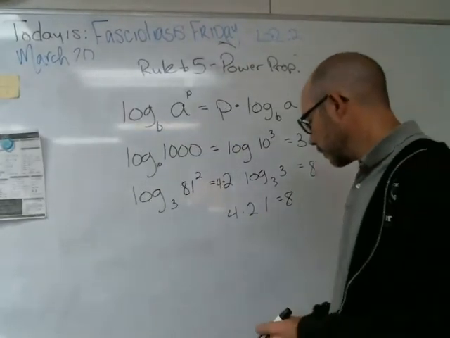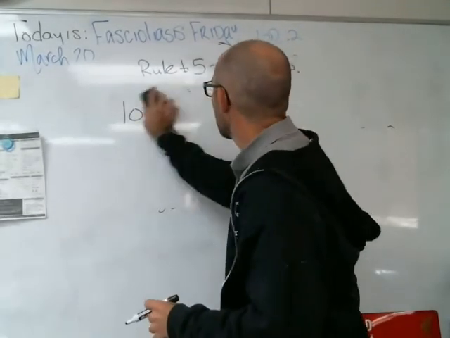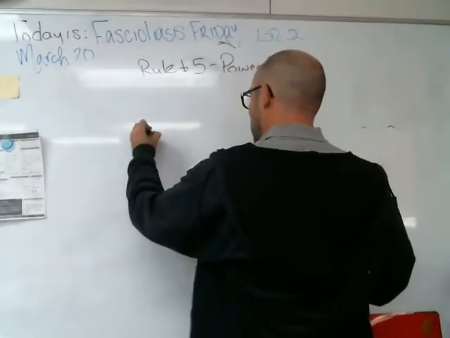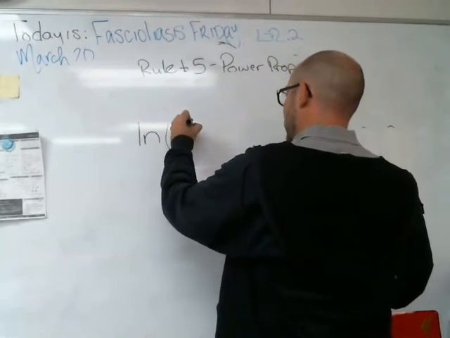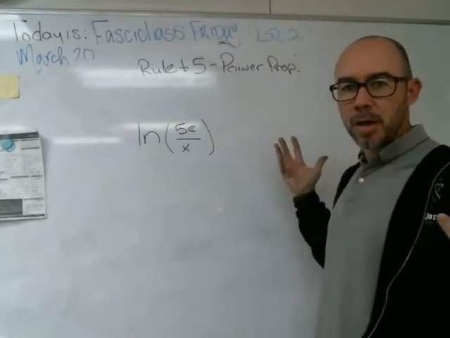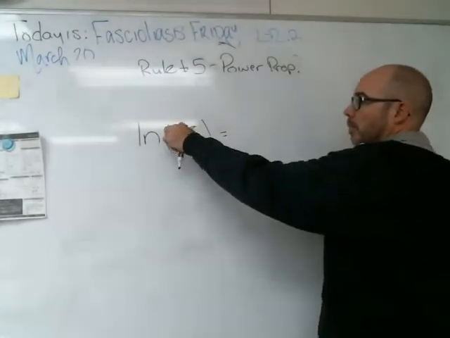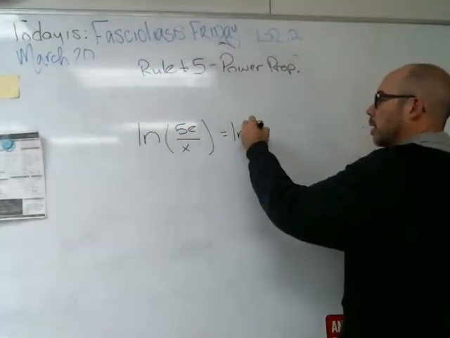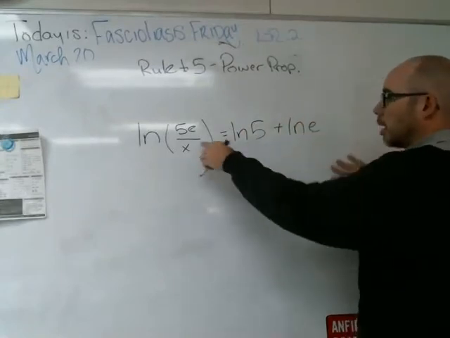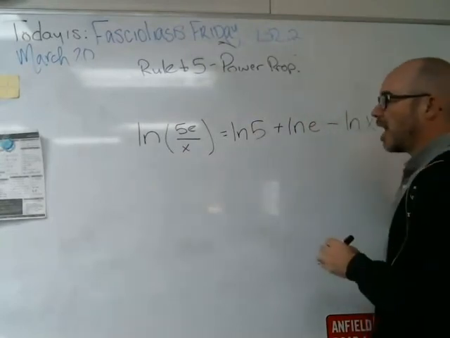It is so tight. Now let's throw several of these rules together into one big old fat problem. Let's do natural log of 5e over x. And we want to split it up, tear it apart into all its pieces, and rewrite this thing into 3 smaller problems. Up here we have a product rule, so we can rip that apart into natural log 5 plus natural log e, and then this division part will be a minus natural log x.